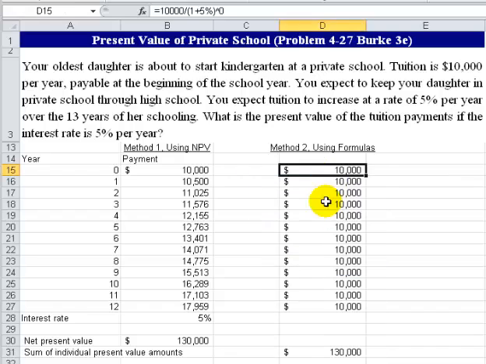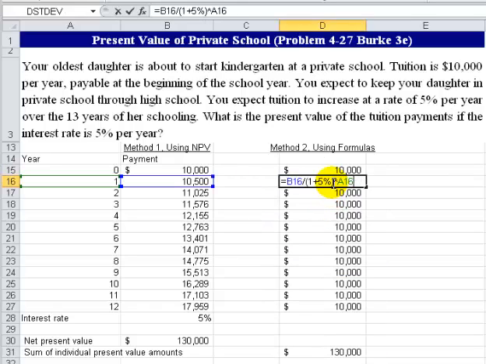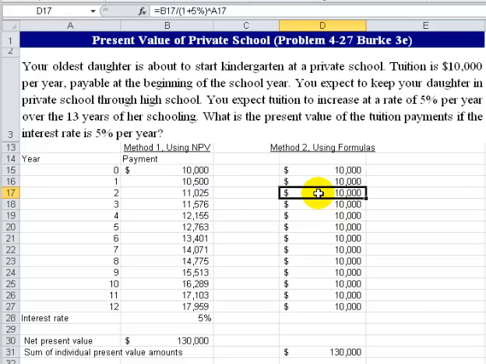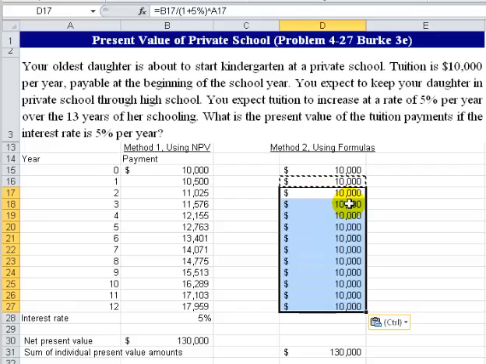And now I'll just show you that I've worked this one ahead of time too. In the second year, I'm going to take that $10,500. Okay, so that's the $10,000 times 1.05 because we expect tuition to go up every year. And I'm going to divide it by 1 plus 5%, or 1.05, raised to the power of 1. And that gives us $10,000. And if you were to then copy that all the way down, you'll see that the present value of all of those is always $10,000.